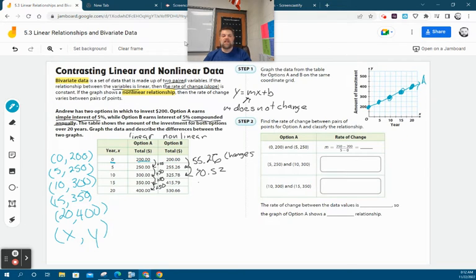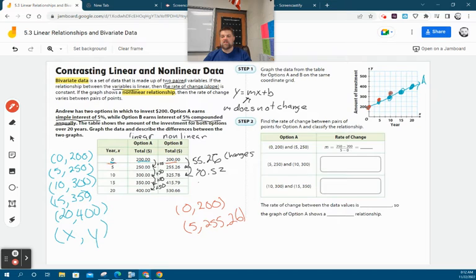Okay. Now let's do option B. So for option B, I'm going to take this point and this point. So it's still 0, comma 200. And then the next one's going to be 5, comma 255.26. And so on and so forth. So I'm just going to say 0, 200 right here. But this one's just going to be slightly higher than 250. The next one will be 325.